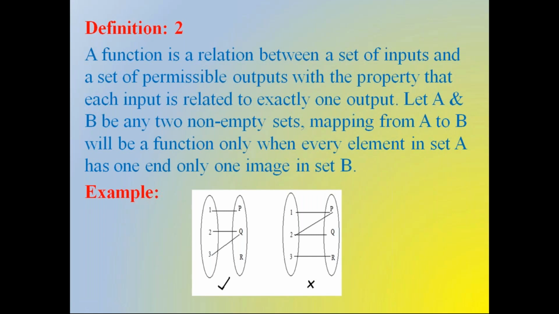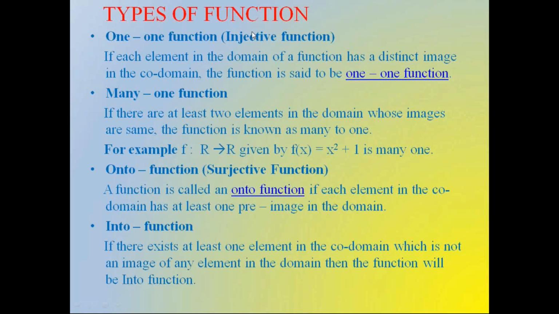So a function is a relation between a set of inputs and a set of permissible outputs with the property that each input is related to exactly one output. Each input, that word is very important, each input is related to only one output. But here 1 and 2 are related to the single variable P, so it is not permissible. That's why the second figure is not correct and it is not a function. Now we will go to the types of functions.